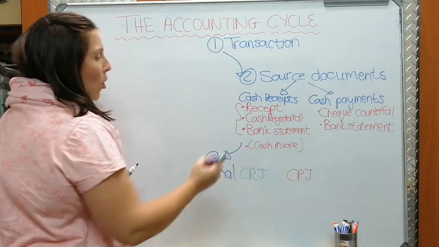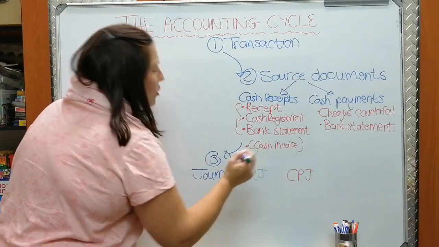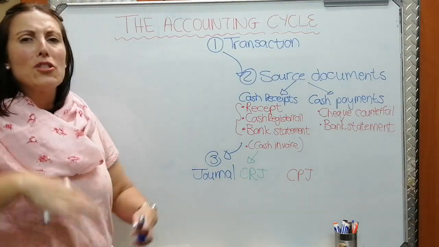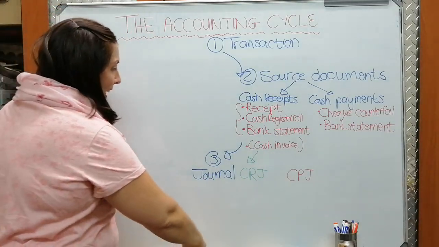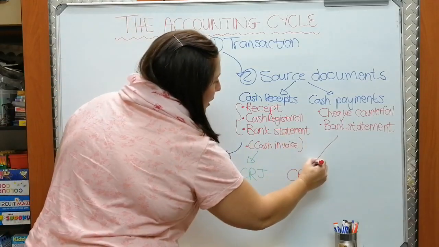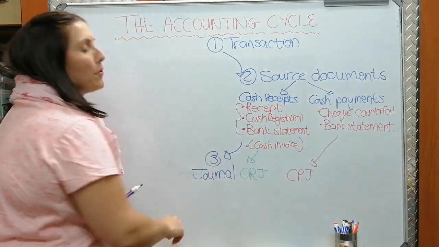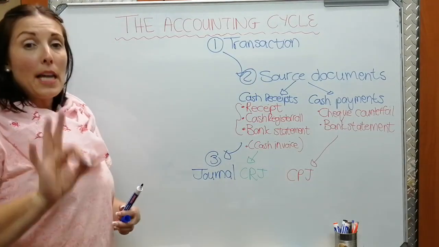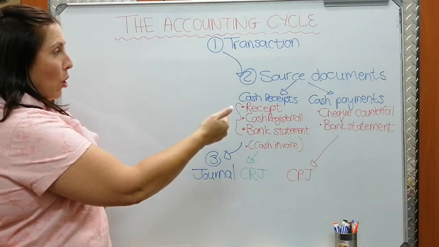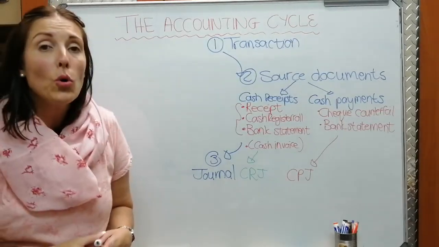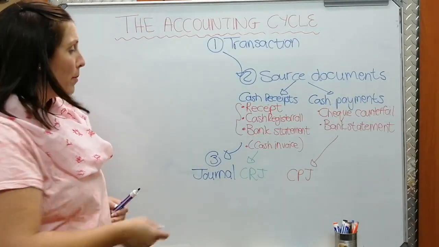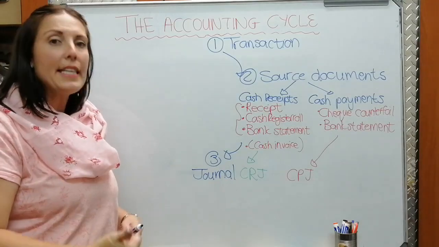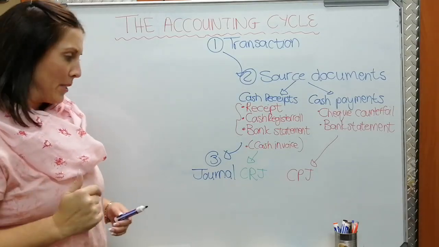Now I write the CRJ in green because that's normally the journal that we use for when we receive money. It's always nice, it's good. And the cash payments journal we use for all the money that we have to pay out, for all those transactions that we need to record. So step 3 is to take our source documents and then record that information in our journals. In grade 8, we learn about the cash receipts journal and the cash payments journal.